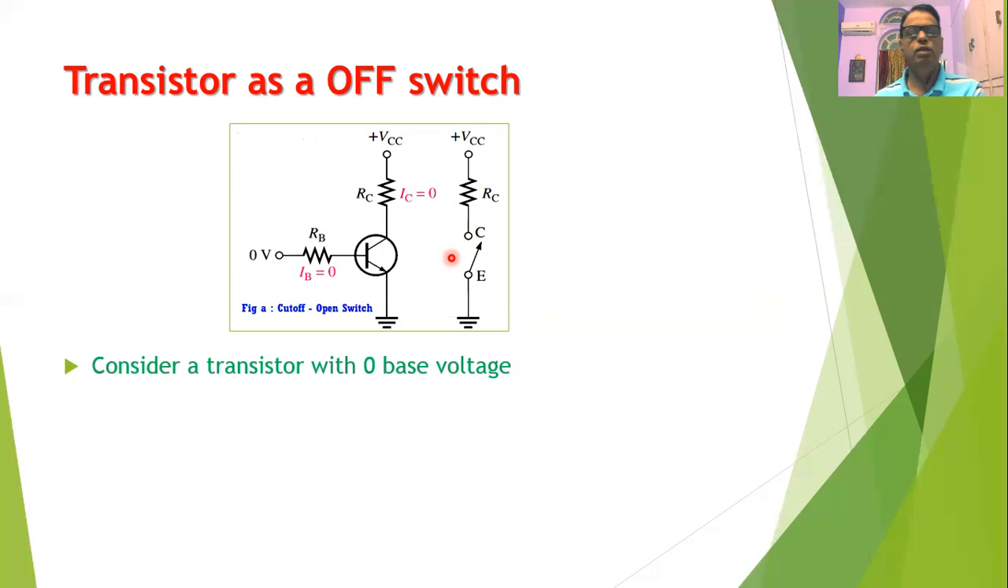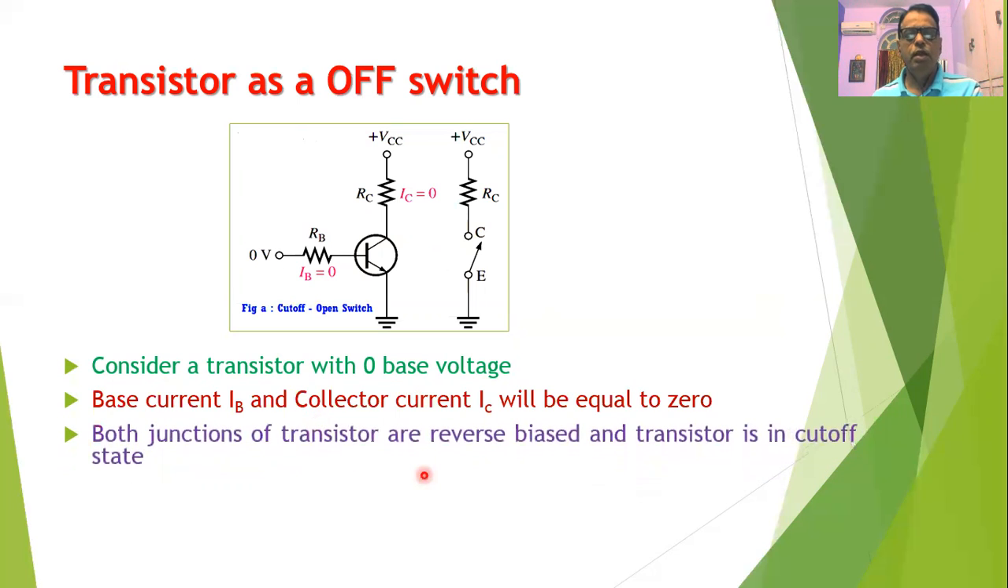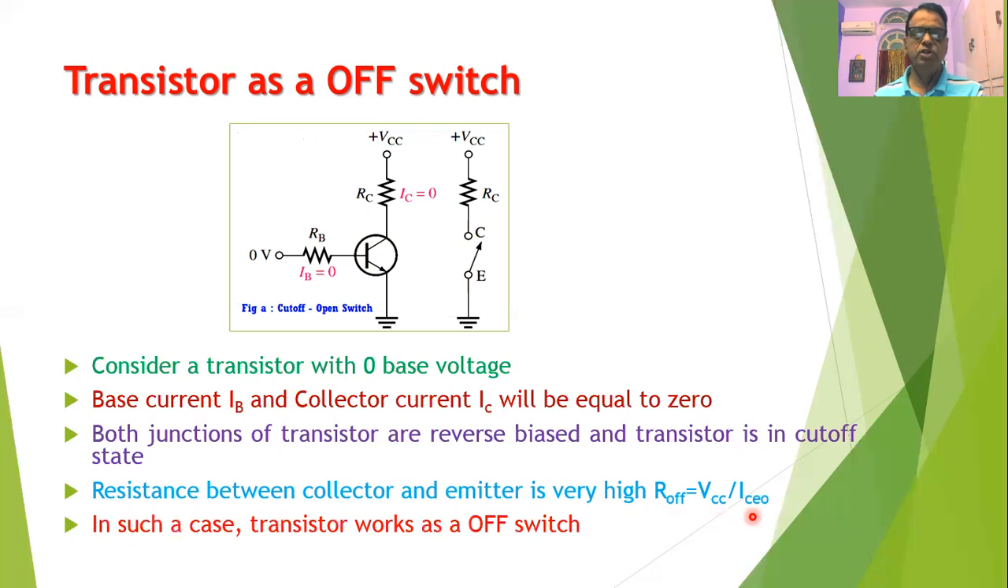So here, in order to work the transistor as an off switch, it is necessary that the base voltage of the transistor must be 0. The base current IB and collector current IC of the transistor will also be equal to 0. Now, in such a case, both the junctions of the transistor will be reverse biased and no current will flow through the transistor. And we can say that the transistor is in the cutoff state. The resistance, if it is measured between collector and emitter, is very high and it can be given as R off is equal to VCC divided by ICEO, where ICEO is a small amount of leakage current which is almost equal to 0. So in such a case, the transistor works like an off switch or open switch.